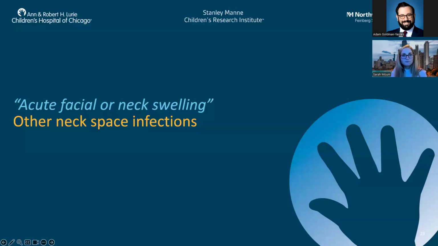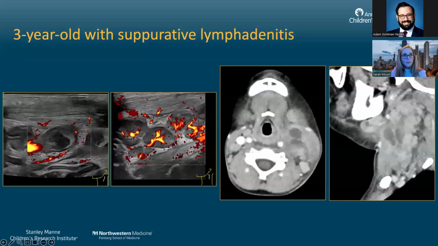differential. Okay. So last but not least, I'm going to spend some time rounding out the discussion and review a few other neck fascia infections to keep in mind. All right, so this first patient is a 3-year-old with left-sided lymphadenopathy, fever, and drooling. We first did an ultrasound, which shows enlarged lymph nodes.